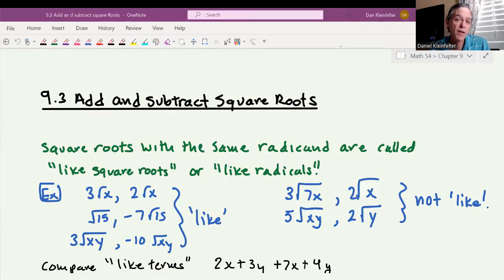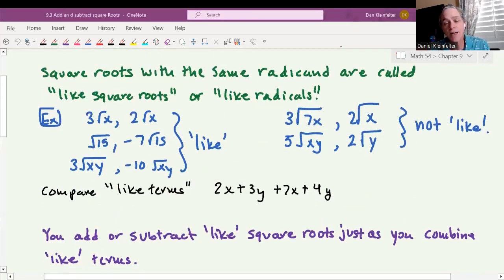Welcome back. In this video, we're going to go over section 9.3, which is about adding and subtracting square roots. So the idea of adding and subtracting square roots depends on the idea of like roots or like radicals, which is really similar to the idea of combining like terms when you're just doing like terms. So let's take a look.